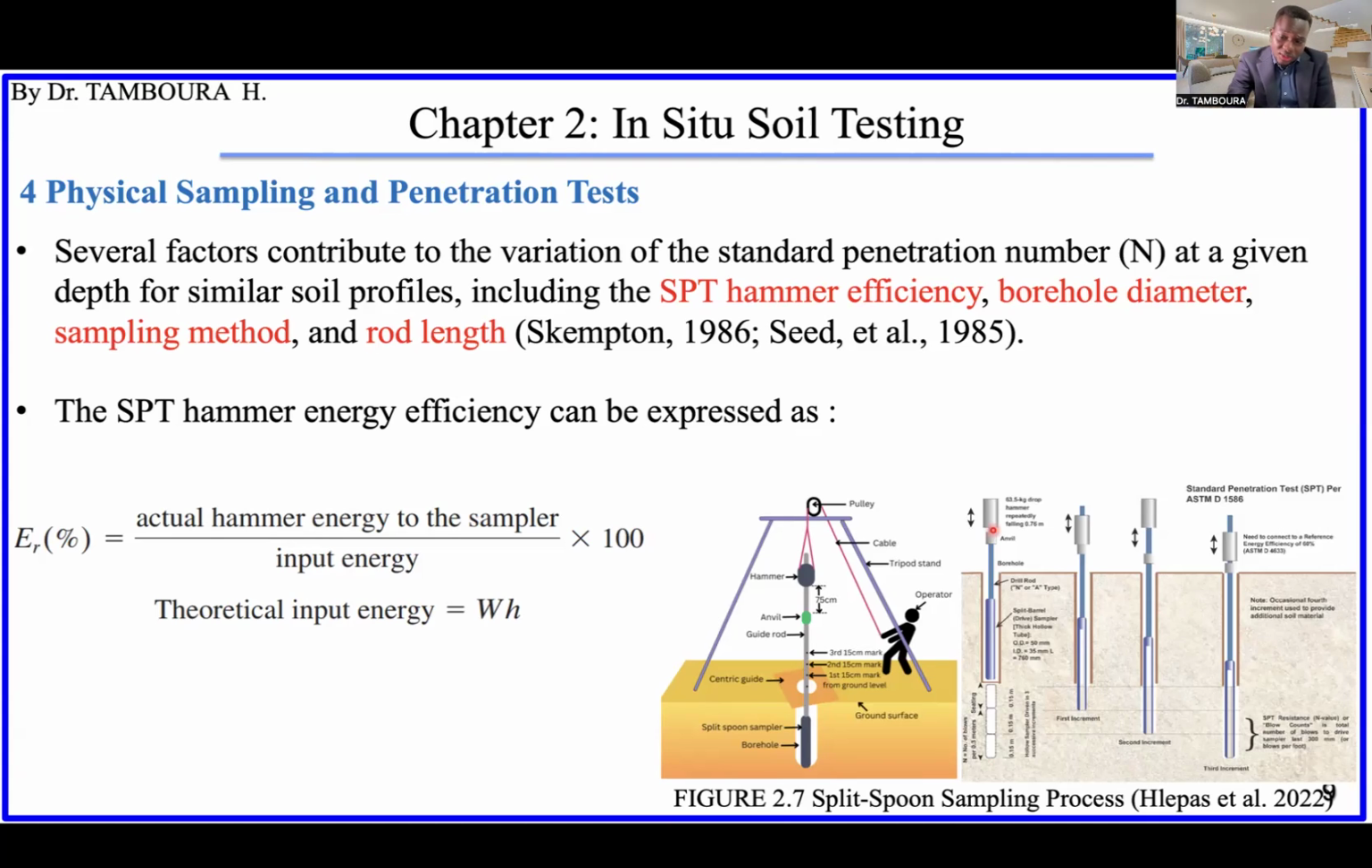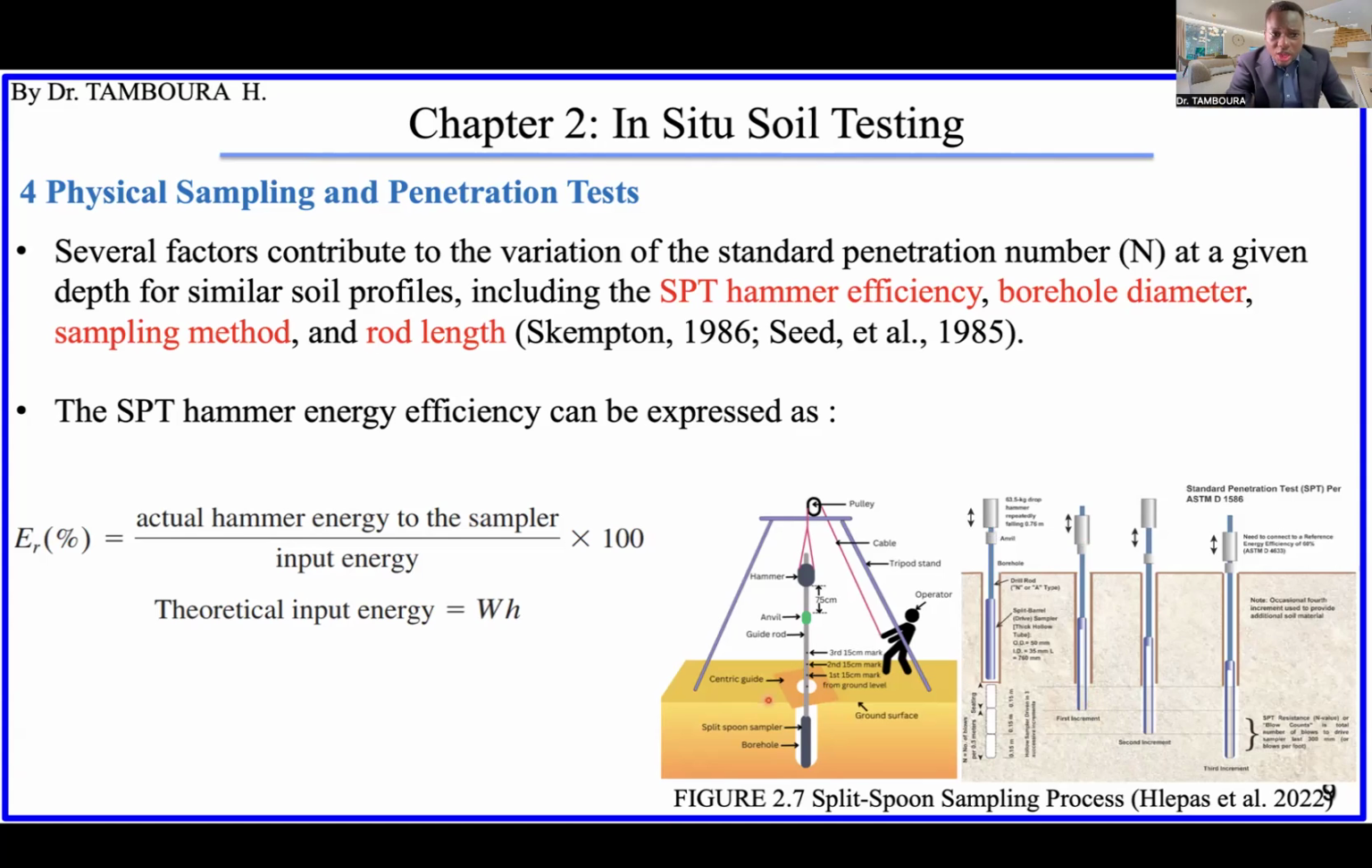So when you are dropping the hammer from a given height, it is this theoretical energy. However, it is not that the whole energy is transferred to the SPT sampler. There are some losses. You understand? So when you drop the hammer, the SPT sampler is not receiving that whole theoretical energy. There are some losses in the ground.